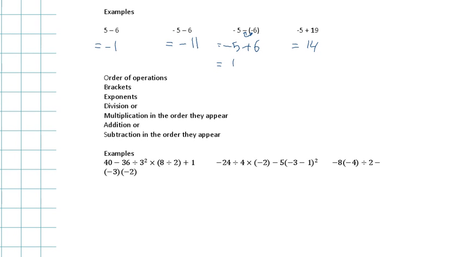So the first thing you have to do is simplify what's inside that bracket. Okay? Then you move on to, if you have an exponent, you have to do that exponent. Then you move on to multiplication, division in the order they appear, and then you move on to the addition.